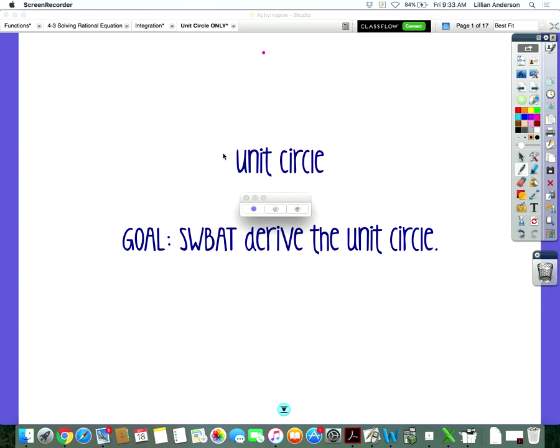Now, if you had me for pre-calculus, hopefully you did not forget the unit circle. If you have, then this is going to be a nice review for you. For those who didn't have pre-calculus, you might have encountered the unit circle, but maybe not the whole thing. Or maybe you were wondering, where do these numbers even come from? We're going to go over that today.